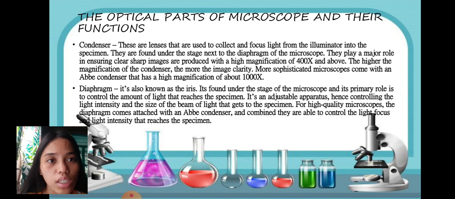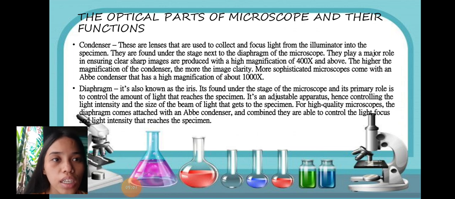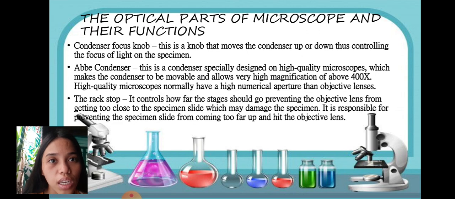Next is the diaphragm. It's also known as the iris. It's found under the stage of the microscope, and its primary role is to control the amount of light that reaches the specimen. It is an adjustable apparatus, hence controlling the light intensity and the size of the beam of light that gets to the specimen. For high-quality microscopes, the diaphragm comes attached with an Abbe condenser, and combined they are able to control the light focus and light intensity that reaches the specimen. Next is the condenser focus knob.